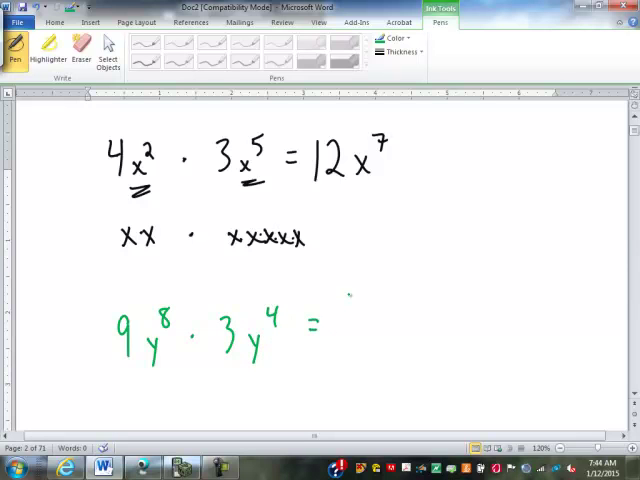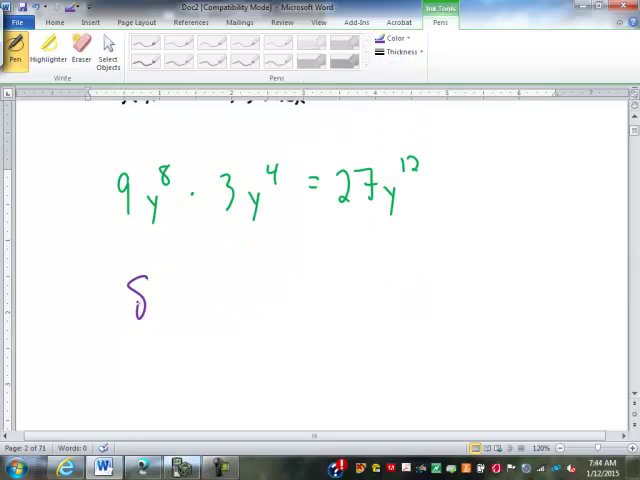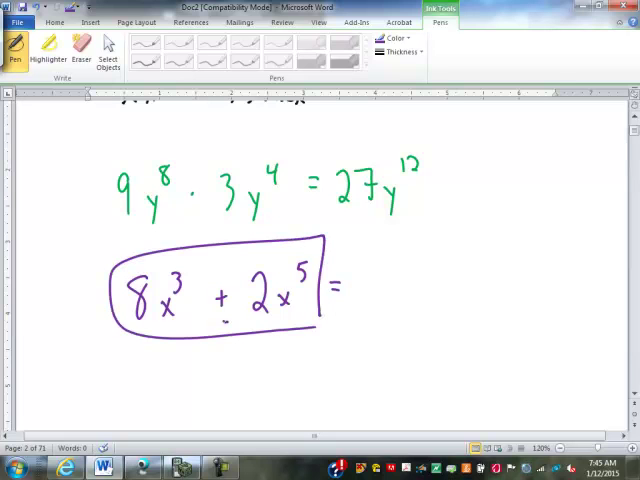So what are we going to get here? 27 y to the 12th. Good. What are we going to get here? Trick question. That's plus, right? When we add, we have to have exactly the same name. X to the third and x to the fifth are different names.